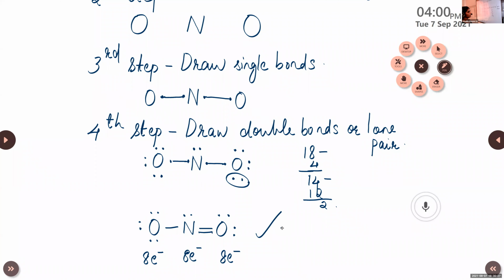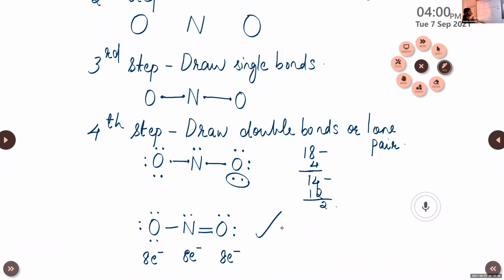This is clear, children? Any doubt in any step? Ma'am, can I explain the fourth step?